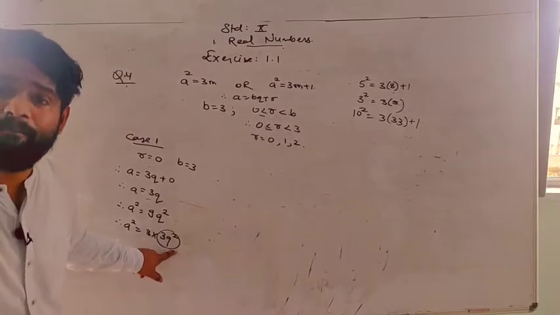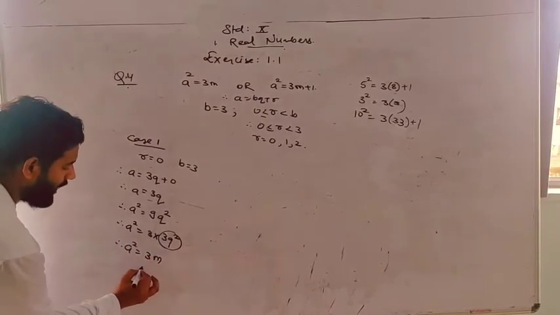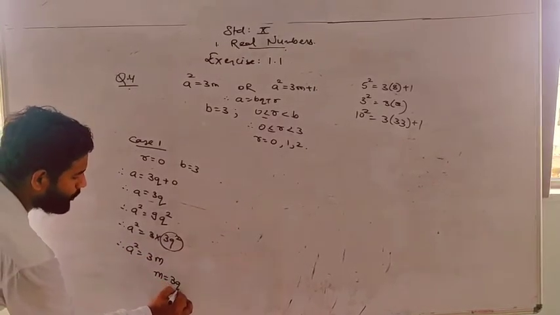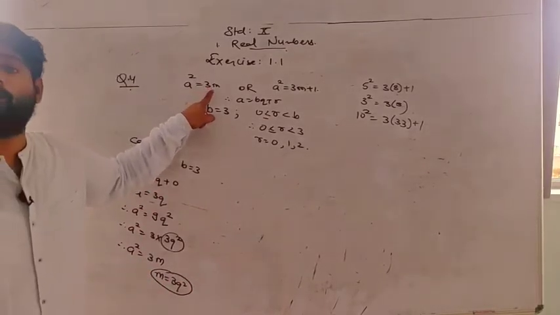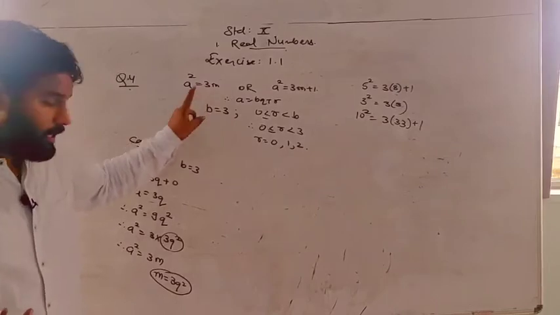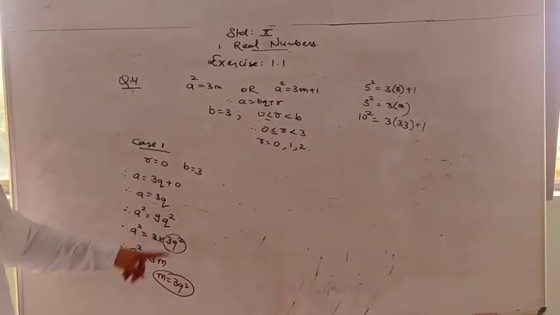I am naming it as m. So this thing can be written as a square equal to 3m, where m I have taken as 3q square. I am least bothered about what is m, but it should be a multiple of 3. So m into 3, yes, it is correct. First case. Let us move to the next number.